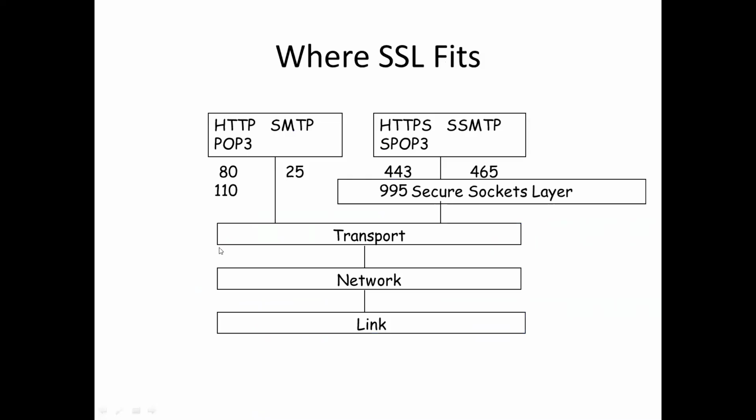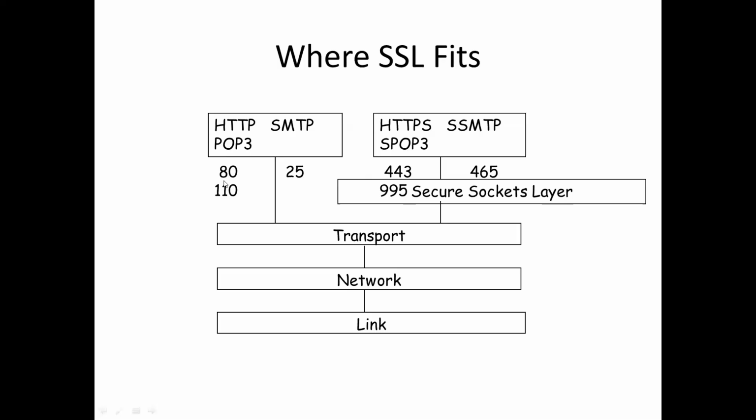So here again they are showing the secure version. We have the data link layer, network, transport. On top of that we have the session layer, and there we have the Secure Socket Layer. So we have protocols like HTTP, SMTP and POP3.